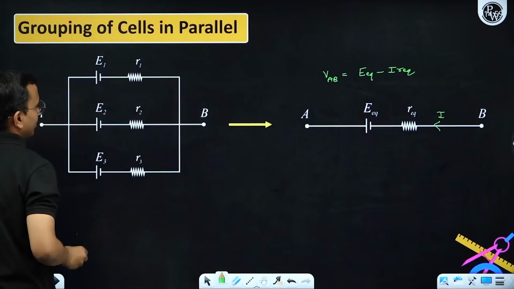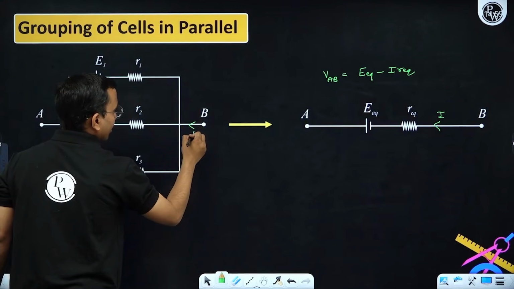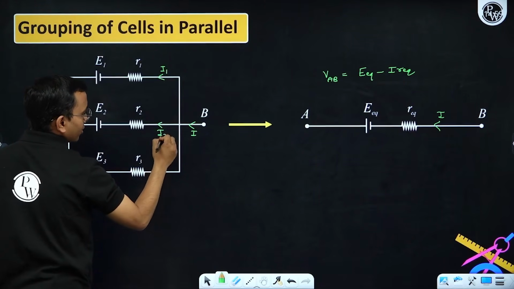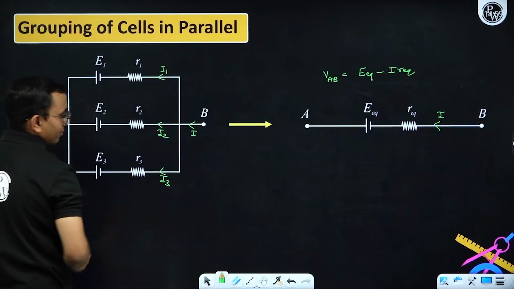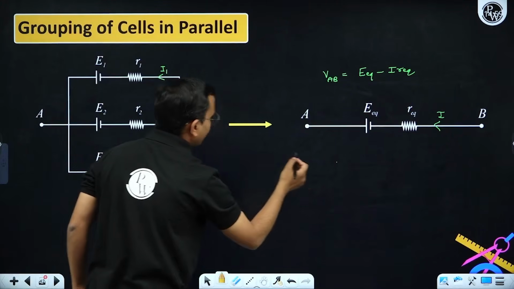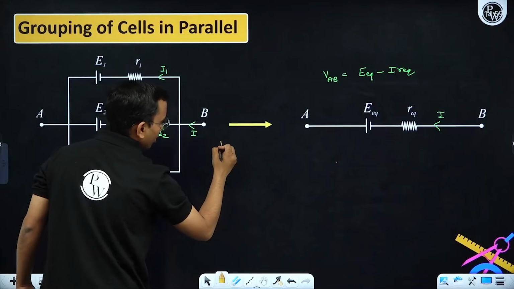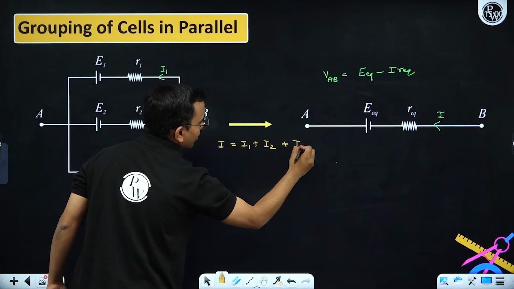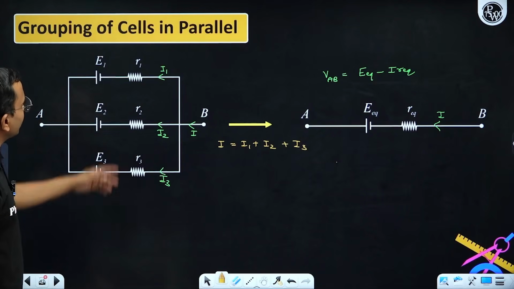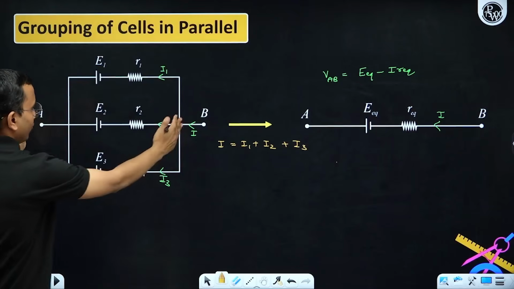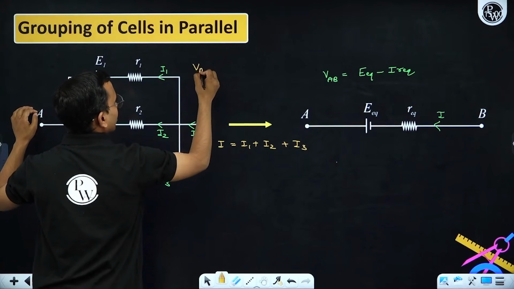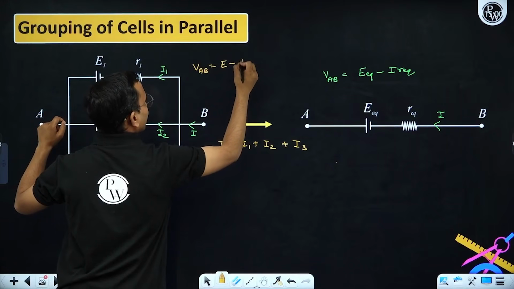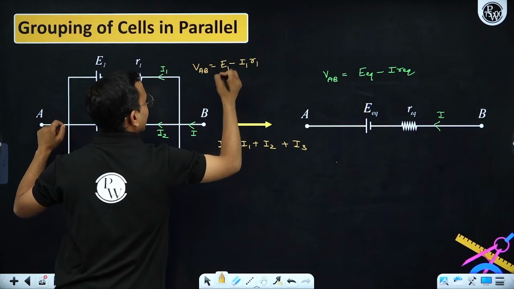In this particular case, this current is I, this current I1, this current I2, and this current I3. And I can say I is equals to I1 plus I2 plus I3. What is I1? If you write from here, the VAB is my V. So VAB is basically what? E1 minus I1 into R1.